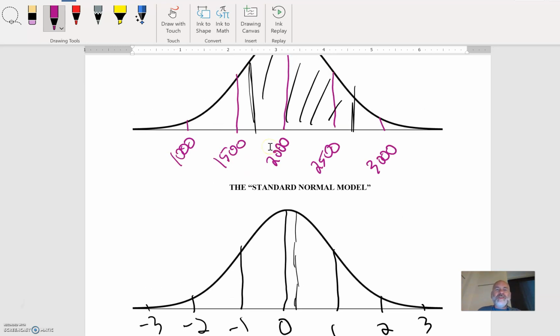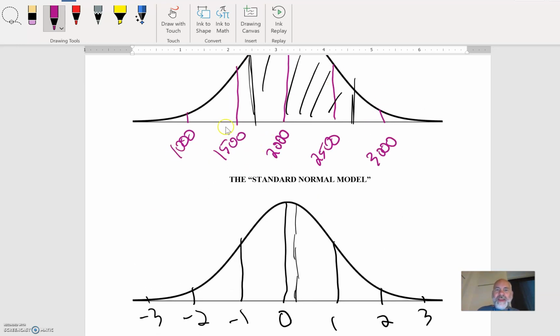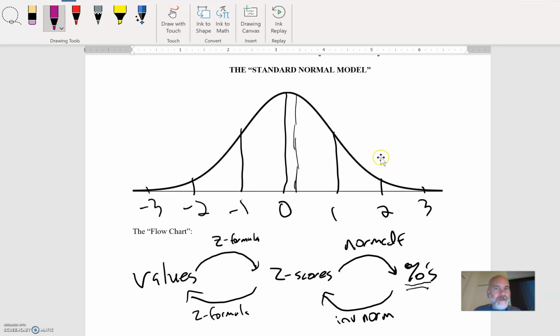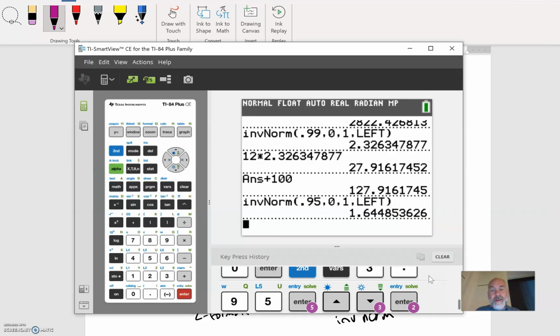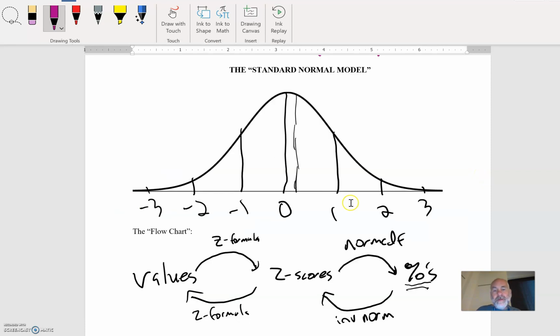So if we start with some normal situation, we can always convert the numbers there to the standard normal model, and then we can use the standard normal model to work out the percents, because we've got this handy dandy calculator and it can work out the percents for us. And then if they start off with the percents and we know it's a normal model, we can work backwards to say, well, what would the z-score be?